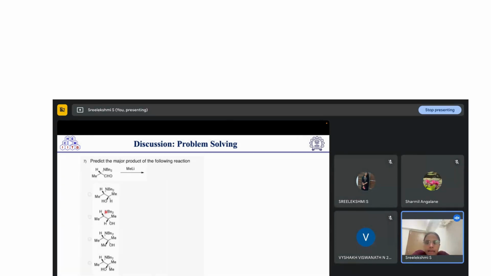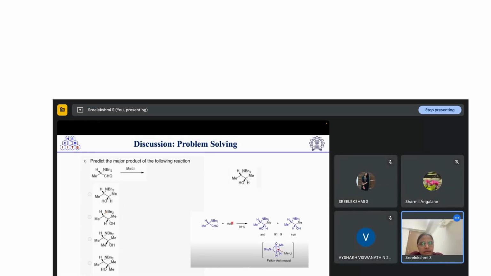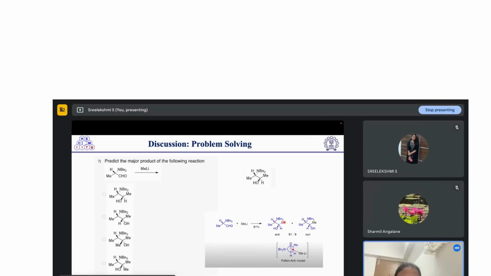So here the correct answer is option A. And now we have to see how it is happening. So what is happening is just methyl addition over this aldehyde. So it can form both this anti-product as well as syn product, which are diastereomers, because this chiral center is already fixed in the starting material and only this chiral center is being generated. So this anti isomer is forming in 91 percent and this syn isomer is forming in 9 percent.